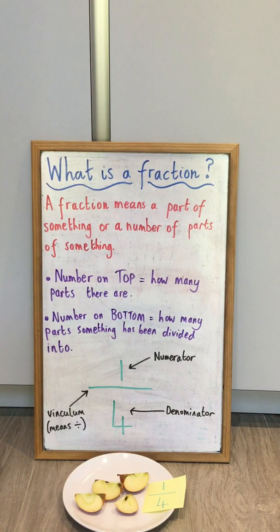A fraction means a part of something or a number of parts of something. The number on top of a fraction shows how many parts there are. The number on the bottom of a fraction shows how many parts something has been divided into. If you remember our fractions lessons from this year and last year, you'll know that the top number we call the numerator. The bottom number we call the denominator.